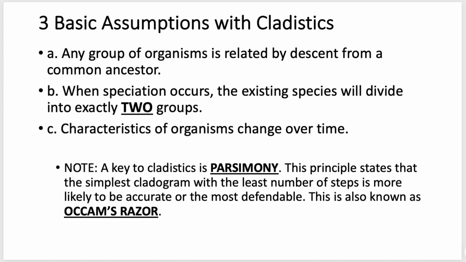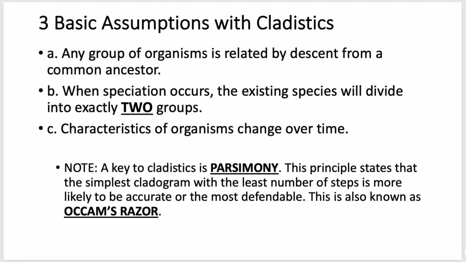When speciation occurs, the existing species will divide into exactly two groups. That's another assumption. That's why we can have all these forks as they branch off into two groups. And then the third assumption is that characteristics of organisms change over time.